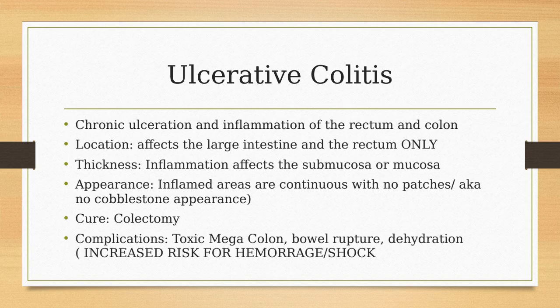Okay. Complications, the increased risk for hemorrhage and shock. Megacolon, when you think of the word mega, because of the inflammatory process, over time the colon itself will enlarge to accommodate the continuous inflammatory process. Bowel rupture will cause sepsis. Dehydration can cause acute kidney failure as well, but it has an increased risk for hemorrhage and shock, and I'll explain why when we get to the symptomatology.